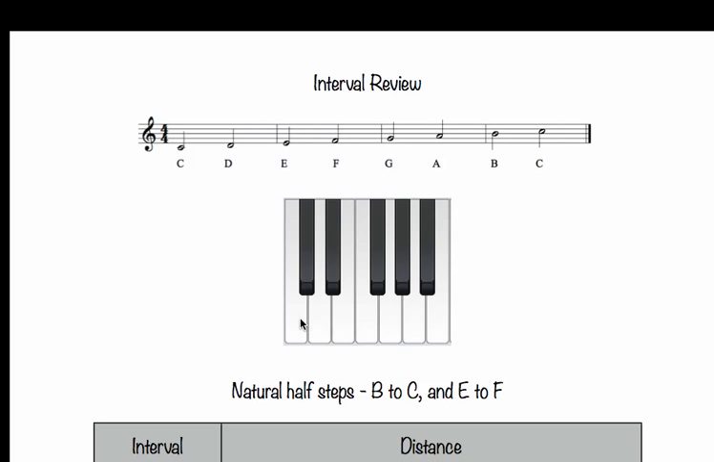The distance between C to F, a fourth, is 5 half steps. 1, 2, 3, 4, 5. That's 2.5 steps altogether. And the distance between C and G is 7 half steps, or 3.5 steps. 1, 2, 3, 4, 5, 6, 7 half steps. And so we call this distance between C and F a perfect fourth, and the distance between C and G a perfect fifth.